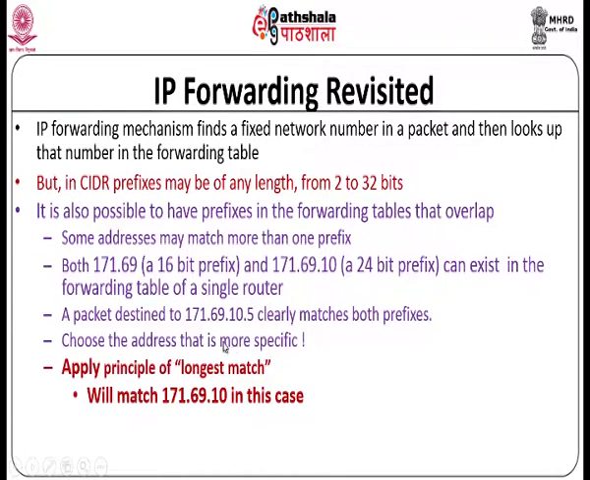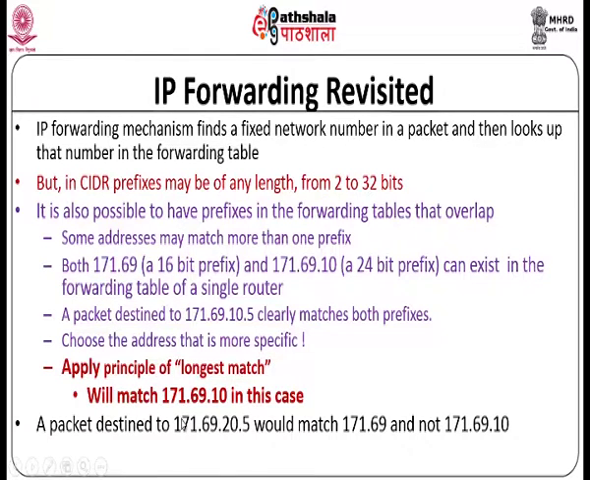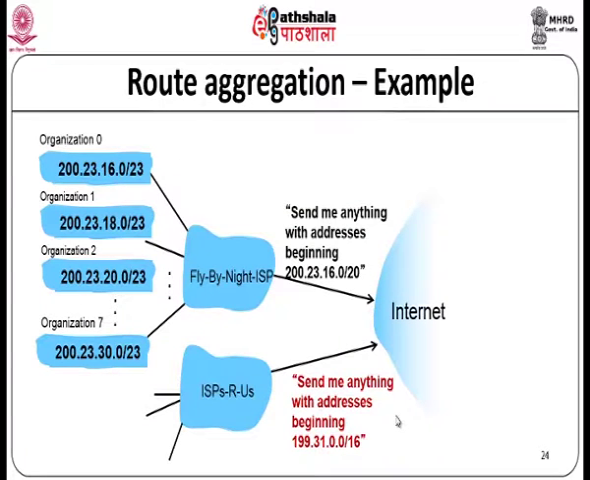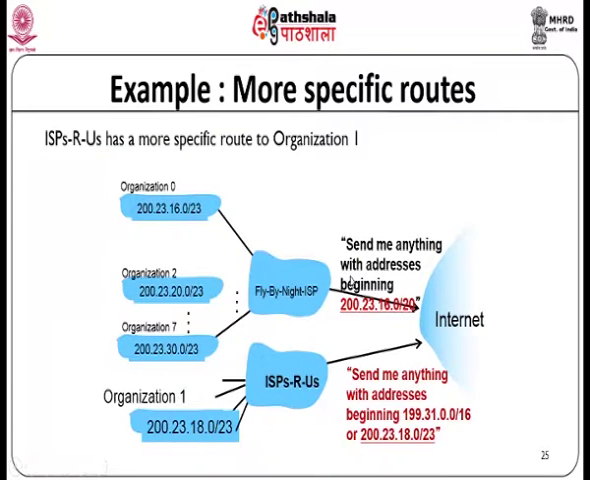So which one do I choose? I choose the one which is more specific. The one which has the longest match is more specific, so you will match it with this address. But if you take an address like 171.69.20.5, it will not match the longer address, but it will only match 171.69. So you will be able to identify exactly which network this particular packet has to be forwarded to. This is yet another example of route aggregation, where you can see 8 different addresses being aggregated and sent out as a single address. This is the way in which aggregation can be done.